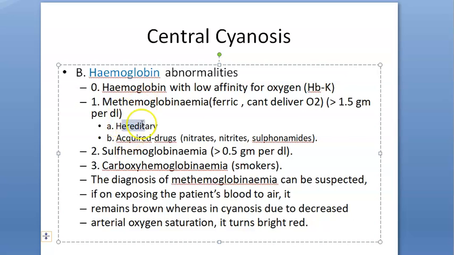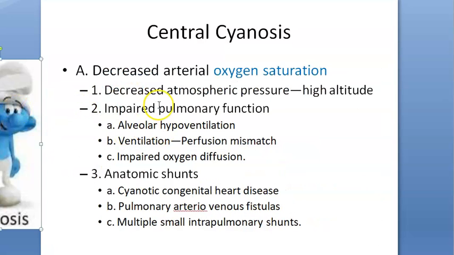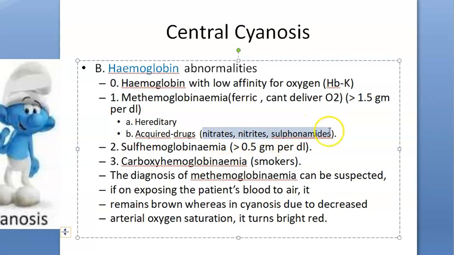This can happen because of hereditary reasons, or be acquired because they took some nitrates, nitrites, or sulfonamides. Okay, just check. So if a person is having central cyanosis, it could be that he has taken nitrates, nitrites, sulfonamides. Sulfhemoglobinemia is one more type of hemoglobin which is not able to carry oxygen. Carboxyhemoglobinemia is actually carbon monoxide, right?